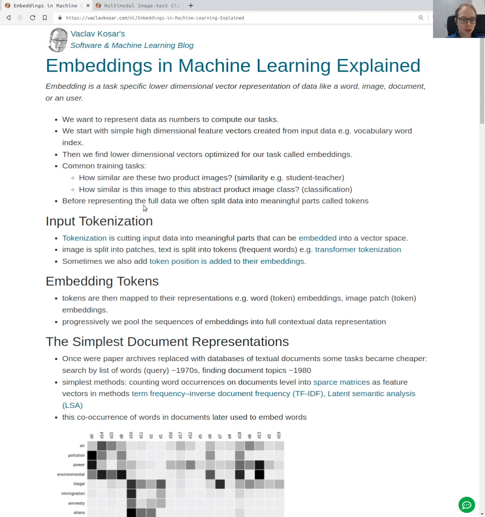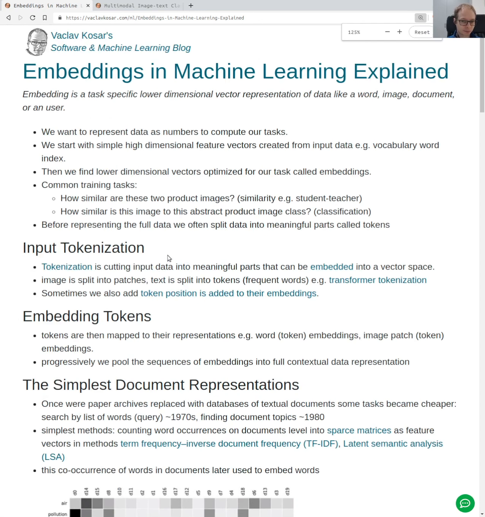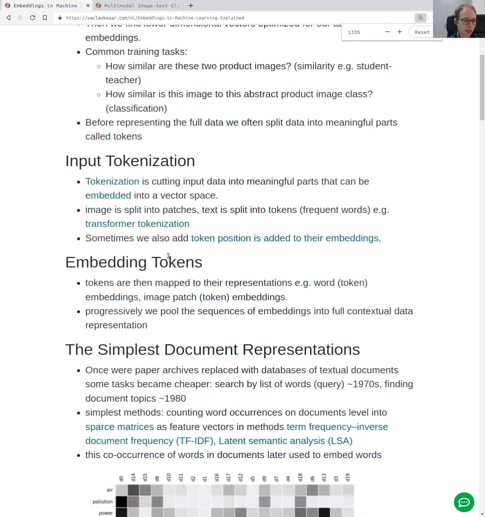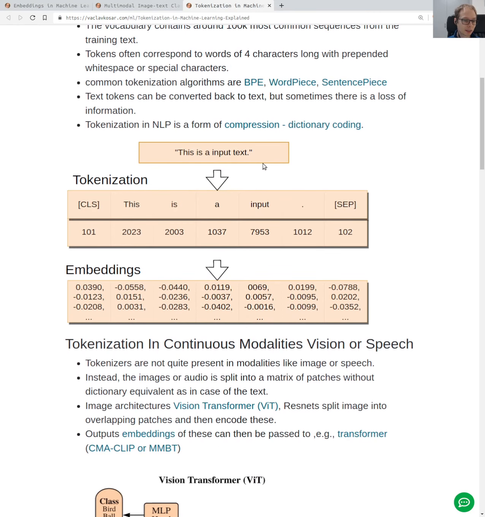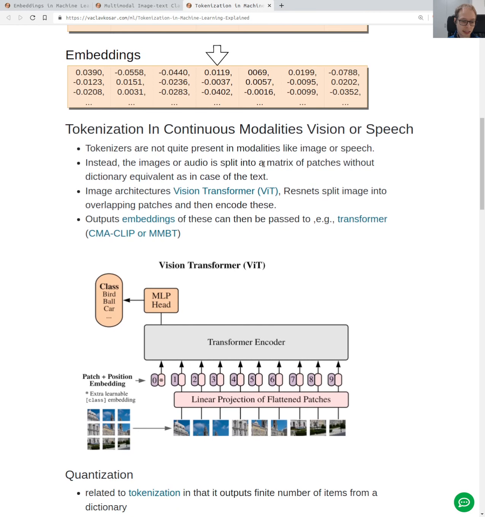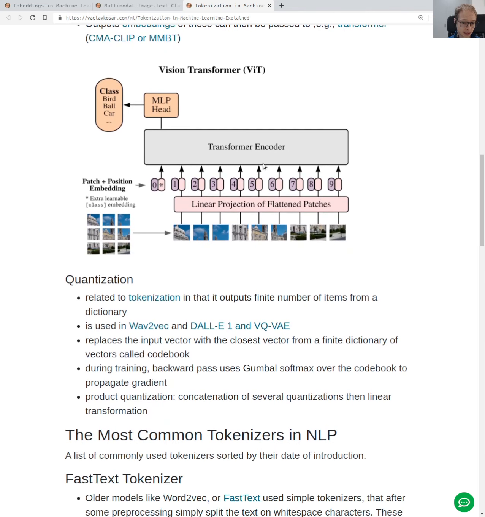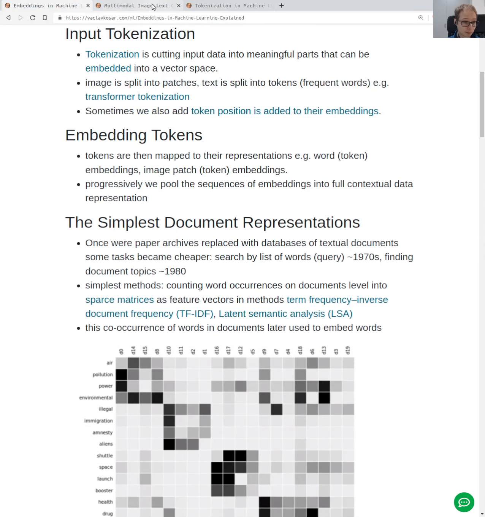So what we usually do is that before we represent the entire data, we often split the data into smaller pieces, into some meaningful parts, that are sometimes called tokens, not every time. So if we do tokenization, I have a specific page for what it means. You can read more about it here. It's used in natural language processing. It's used in images as well.